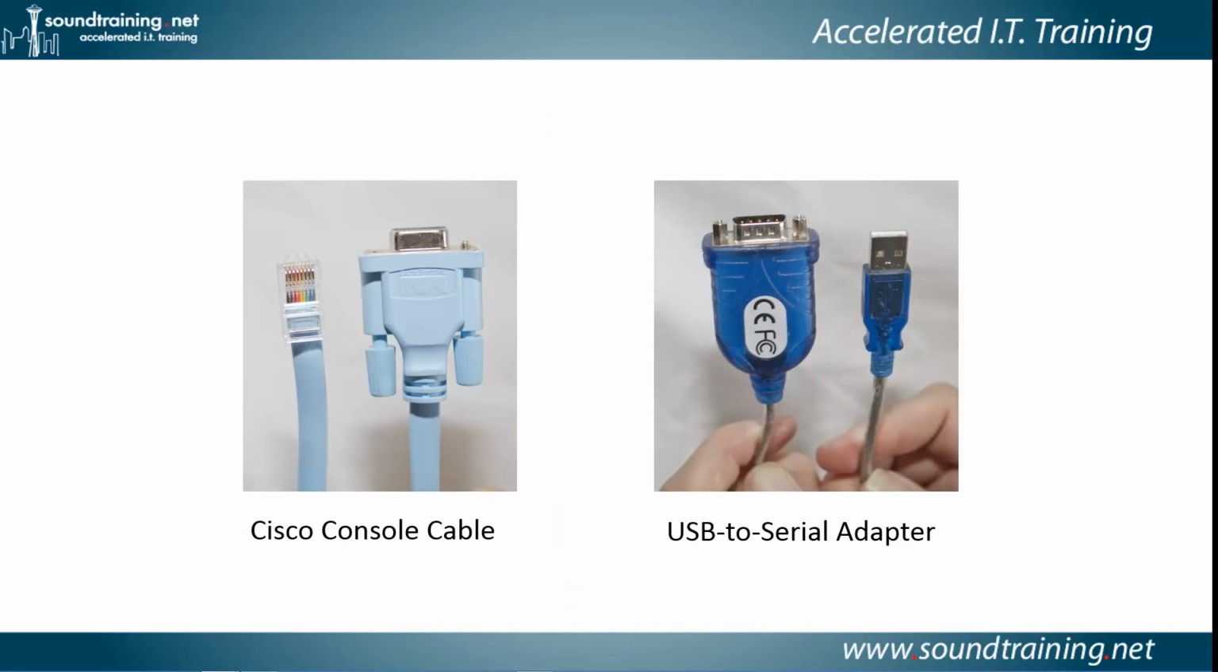And here's a picture of the Cisco console cable. They're pretty widely available. You can make them if you want to. You can get them on eBay, or you can buy a new one from Cisco, but they're pretty pricey from Cisco. You also, if you don't have a COM port on your PC, then you'll need a USB to serial adapter, such as the one I'm showing you on the far right.